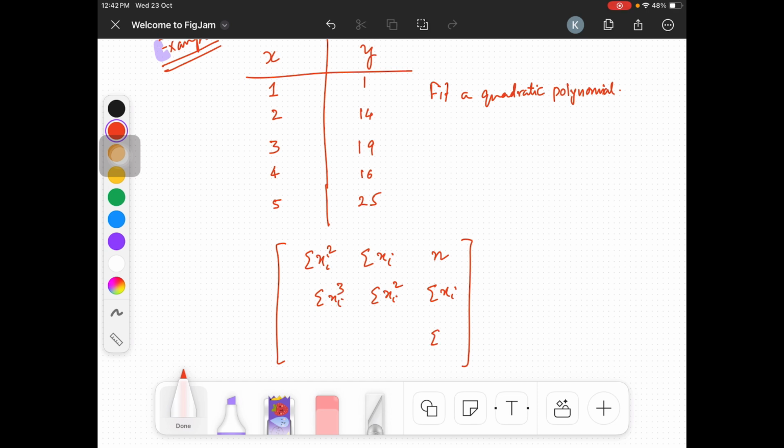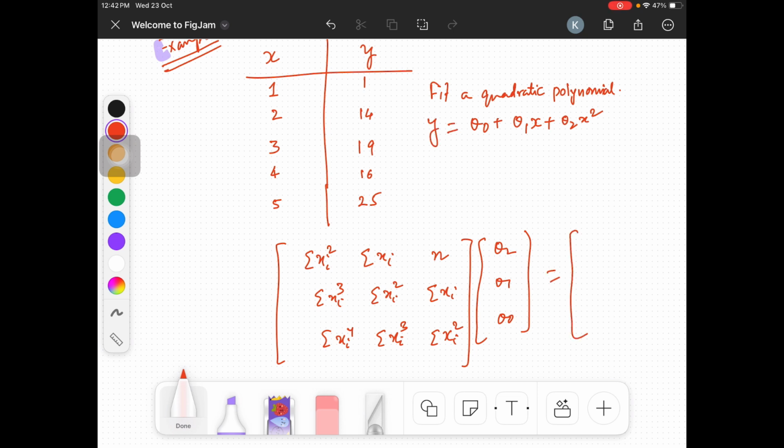This is what we just created: xi square, xi cube, and xi power 4, and here you have theta 2, theta 1, and theta naught. If I am trying to fit a polynomial like this, theta naught plus theta 1 x plus theta 2 x square, so this is the polynomial I am looking for, then this is equal to summation yi, summation xi yi, summation xi square yi. So now you can see that these are the columns you have to create, right?